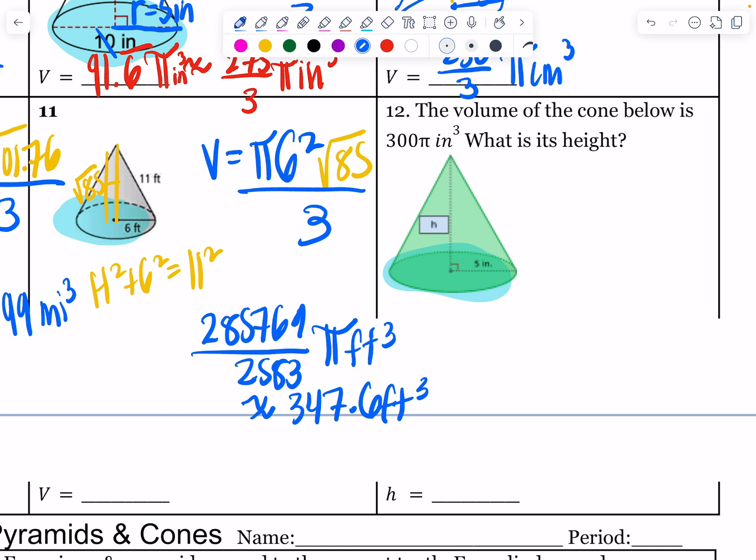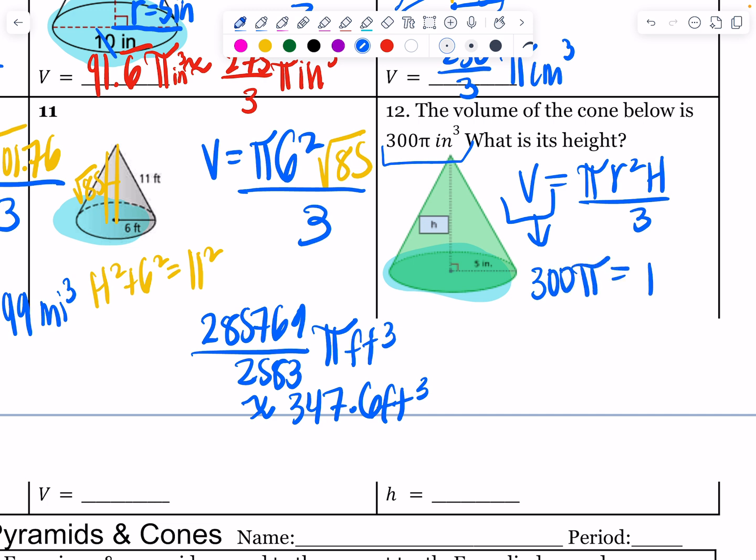All right, they say the volume of the cone is, if you want to manipulate a formula, you have to start with a formula. So let's go ahead and write our formula. Pi r squared times h over 3. What do they say the volume is? We get to fill in 300 pi. So 300 pi equals pi times my radius squared, which is 5 squared, times my height, which I don't know, that's what we're looking for, over 3.